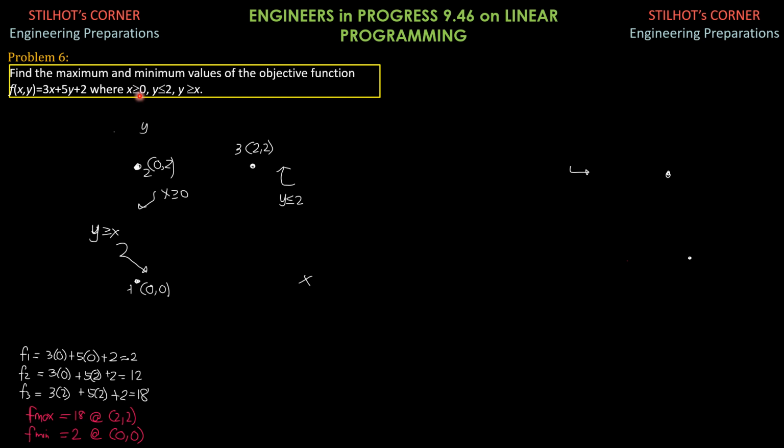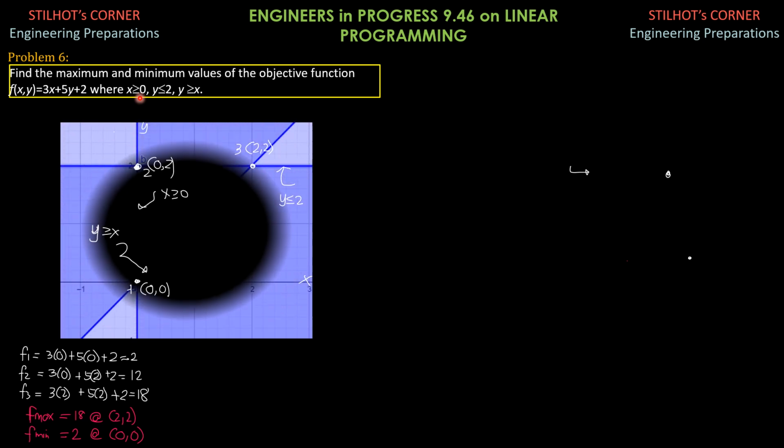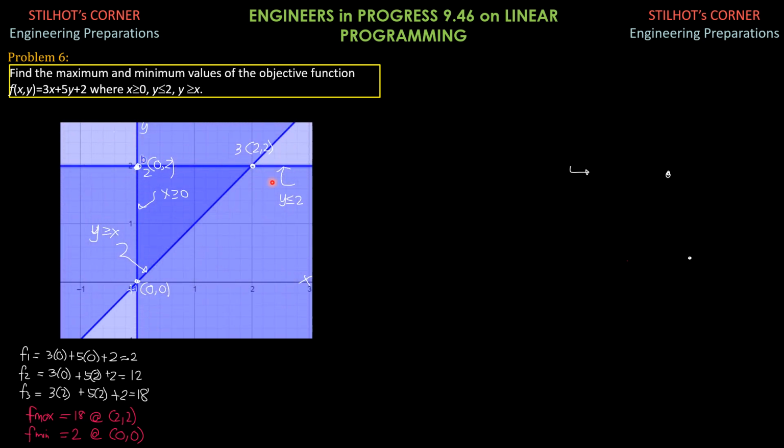x greater than or equal to 0 is a vertical line to the right of the y-axis, which is this shaded part here. Then y less than or equal to 2 is a horizontal line 2 units up, this one. So we shade this part. And y greater than or equal to x, or y equals x, is this line here where y is equal to x, the line that bisects the first and the third quadrant through the origin. So therefore, these intersections can be easily computed.